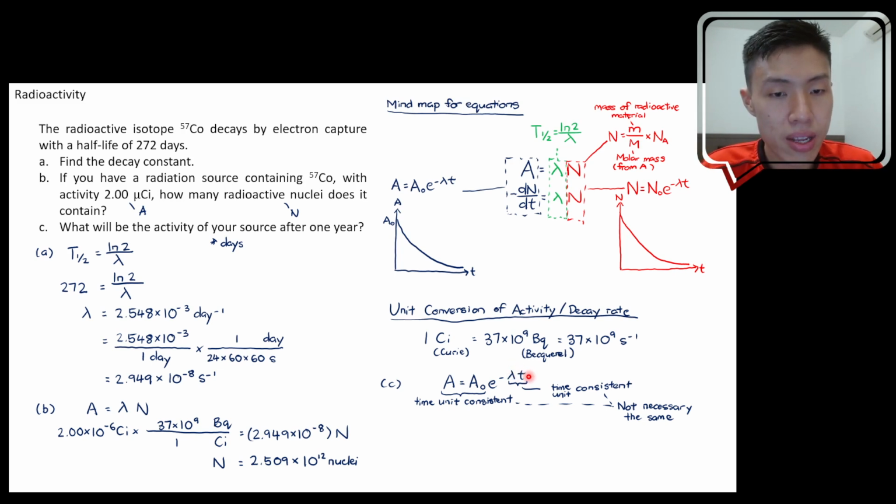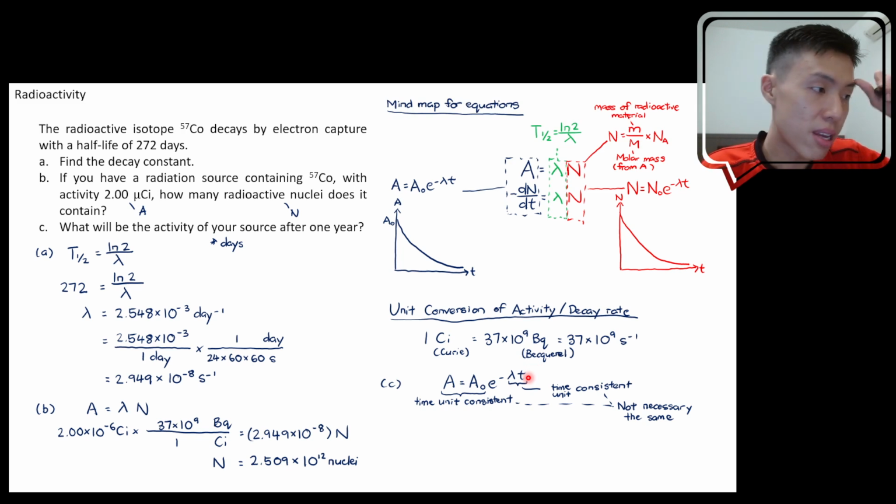I can use lambda and T here in per day and days, or in per year and year, or in per hour and hour. I do not necessarily have to follow per second. I can do it in per second for the activity, but in per day for the lambda and T. I just need to make sure lambda and T are consistent between them, and A and A naught are consistent between them. But between A and the lambda and T, they are not necessarily the same time unit.